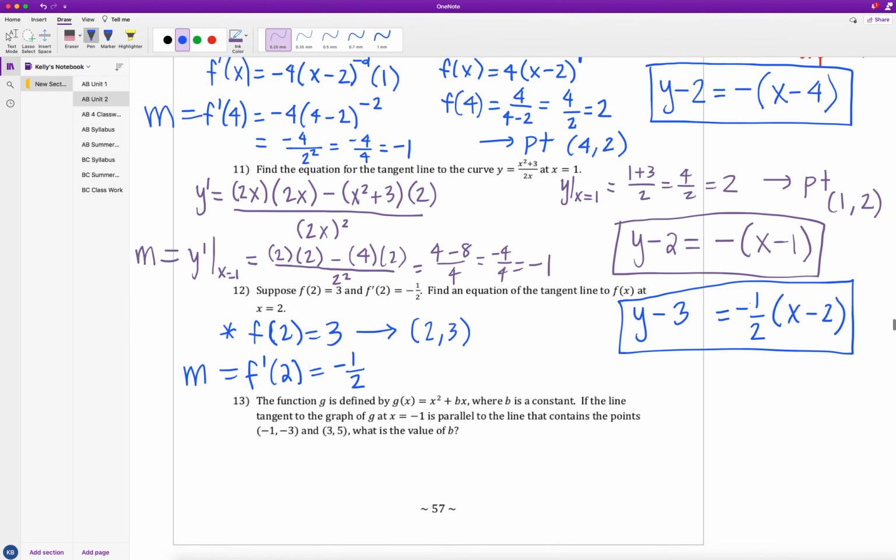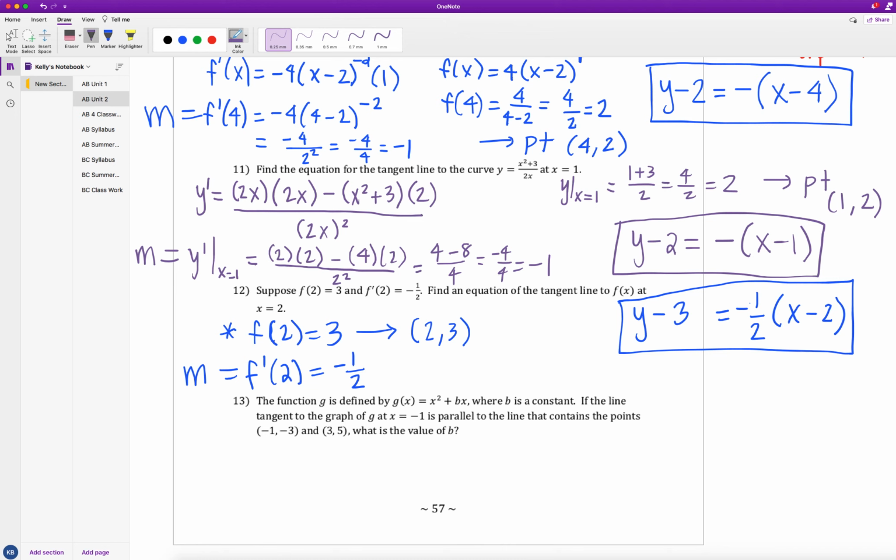Okay, last example on this page is example 13. So this is really going to build on some of these concepts and pull in some stuff from algebra as well. So 13 says the function g of x is defined by g of x equals x squared plus b times x, where b is a constant. If the line tangent to the graph of g at x equals -1 is parallel to the line that contains the points (-1, -3) and (3, 5), what is the value of b?